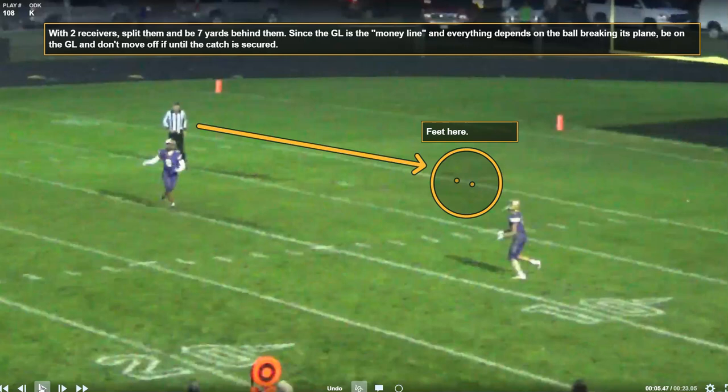That's the only line that really matters at this point. Okay, that's our money line. So everything just depends on if that ball breaks the plane of that or not. So in this case, get between these two receivers, plant yourself on the goal line. Don't move off the goal line until that catch is secured.